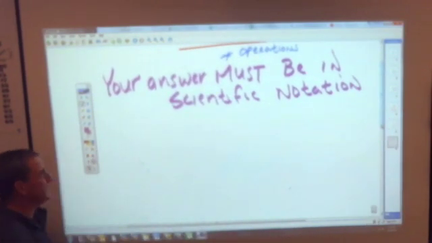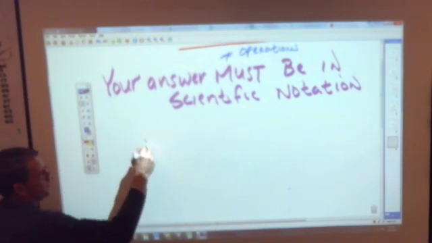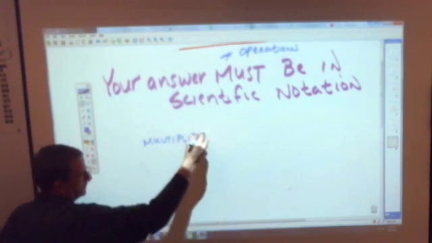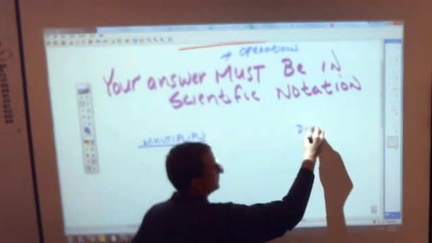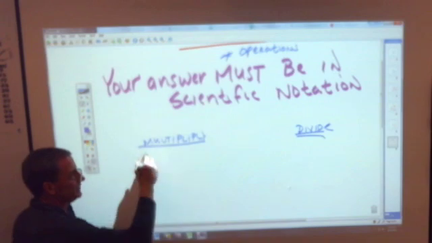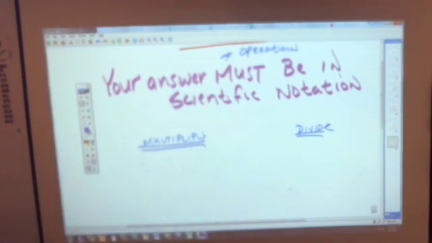Now, there are two things you are going to do with scientific notation. One of them is multiply in scientific notation. And the other one is divide. And I'm going to do them together because you need to see that they're related. With divide, you do opposite things as multiply, which makes sense because division is the opposite of multiplication.